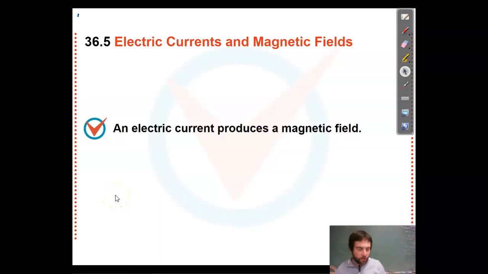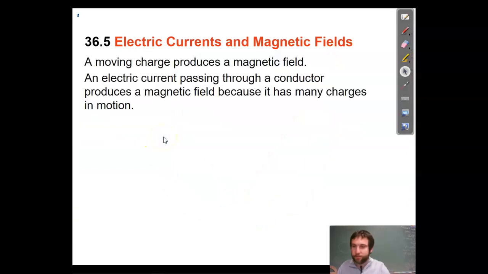On to electric currents and magnetic fields. Remember at the beginning of this chapter we talked about how closely related magnets and electricity are to each other. By the end of this, we will know that an electric current produces a magnetic field. A moving charge produces a magnetic field.